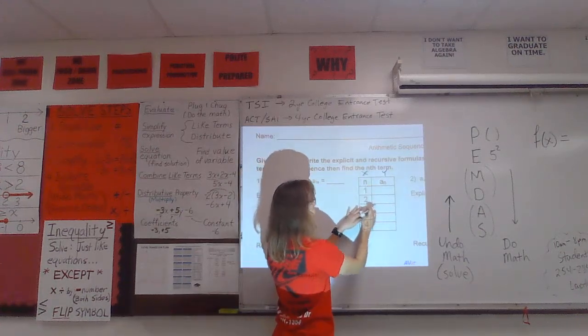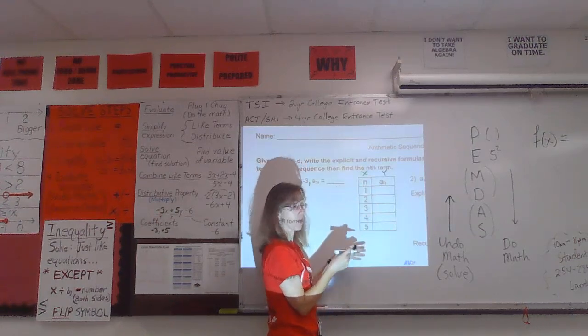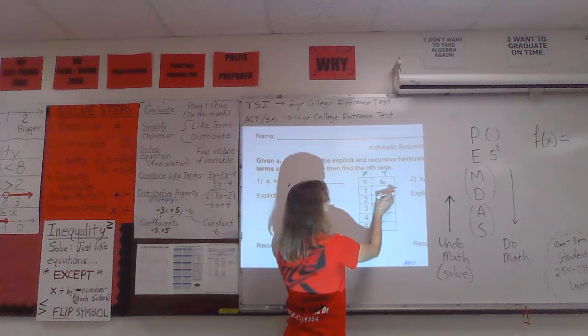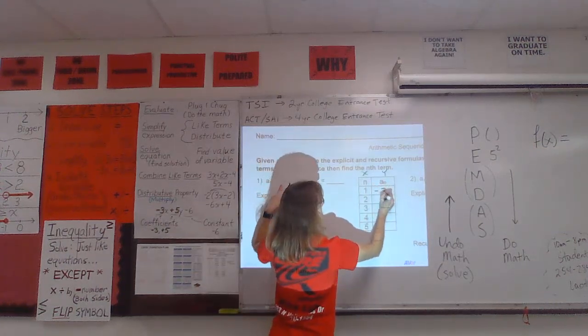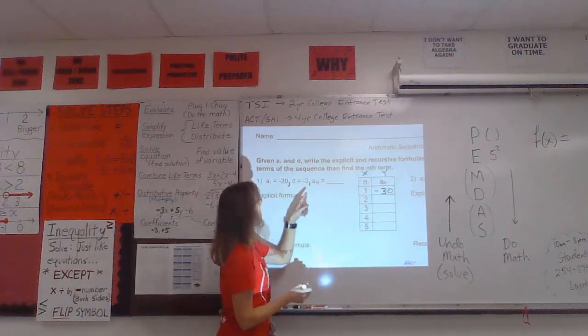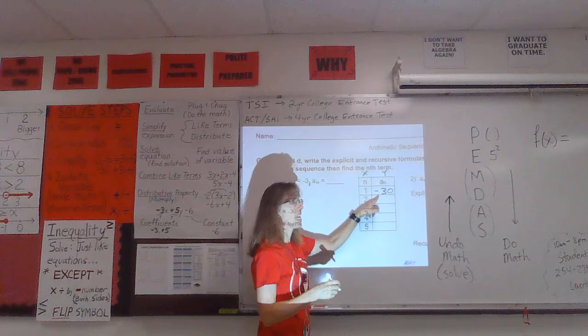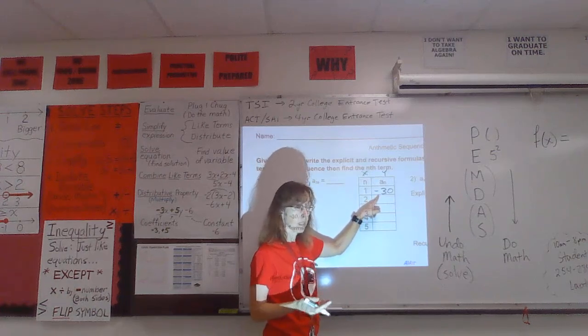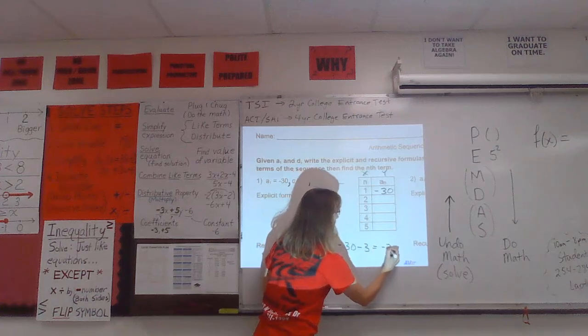So I'm letting the number of the term, first term, second term, third term, be my x numbers, okay? But this is the actual pattern over here. So what is the pattern starting with? Negative 30. So negative 30 is my first term. What math are we doing? We're subtracting 3. So if I take negative 30 and subtract 3, literally in the calculator, negative 30 minus 3, that equals negative 33.